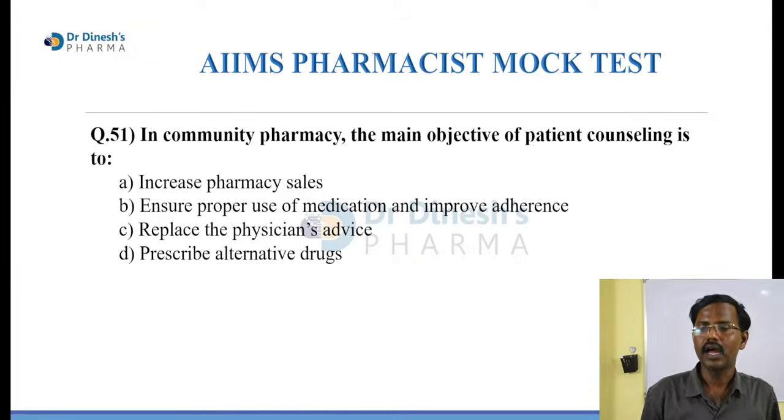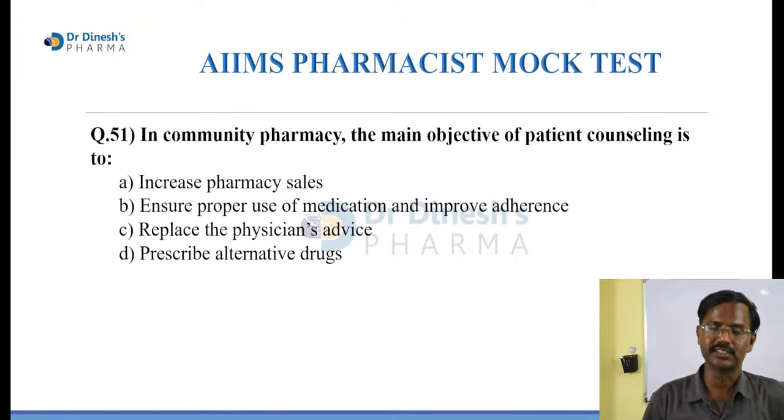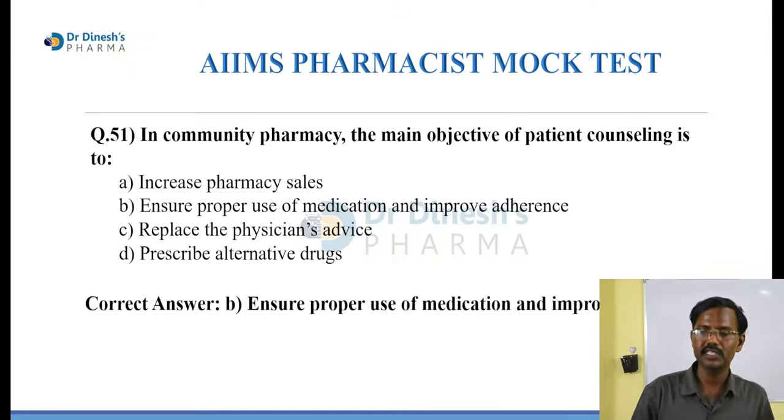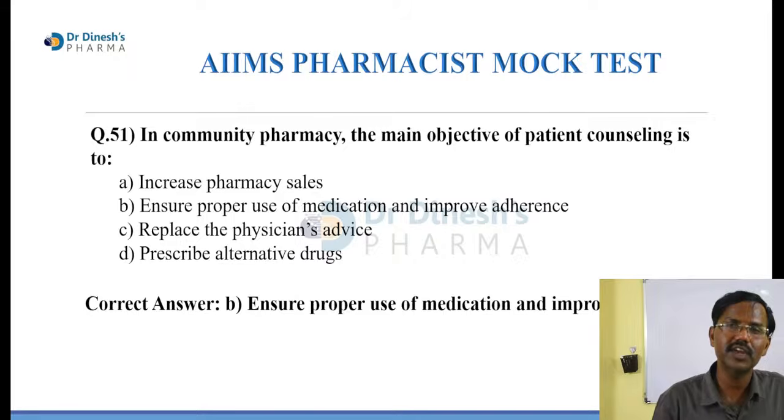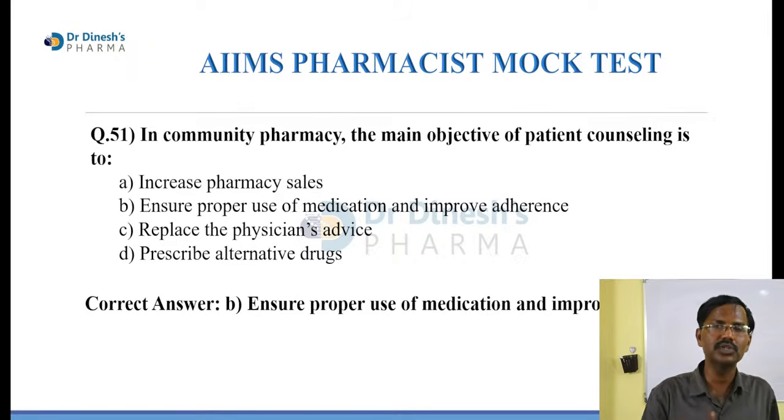Next. In community pharmacy, the main objective of patient counseling is, what is the main objective? Increase pharmacy sales? No. Ensure proper use of medication and improve adherence, or replace physician's advice? We cannot do that. Prescribe alternatives? We cannot prescribe. So the right answer is ensure proper use of medication and improve adherence. You can eliminate by looking at the options if you are attentive. Otherwise it goes wrong, right? So don't make silly mistakes.